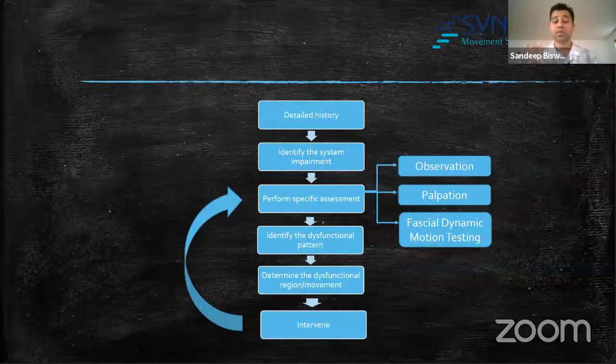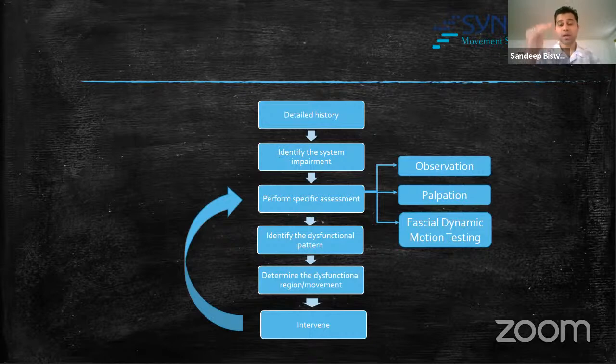Once you identify the dysfunctional pattern, you determine the region you need to intervene, or the movement you need to fix. Once you do that, you intervene, and then what's very important is you need to retest. So again, the whole structure is based on function.